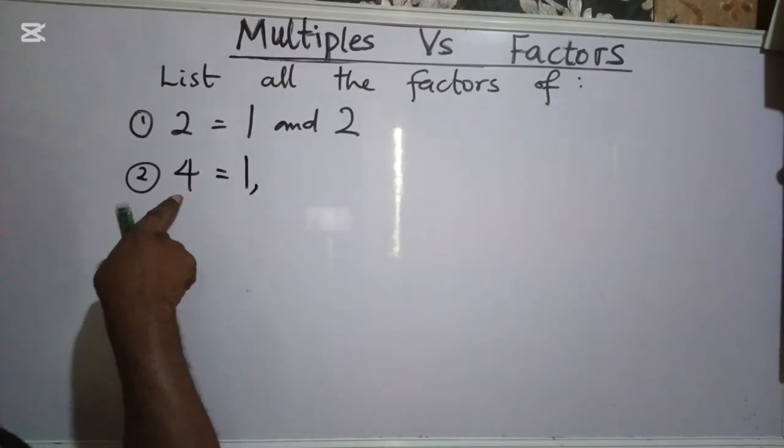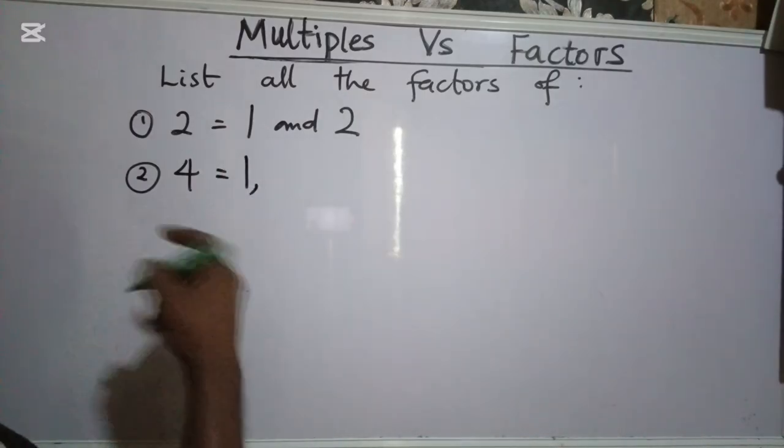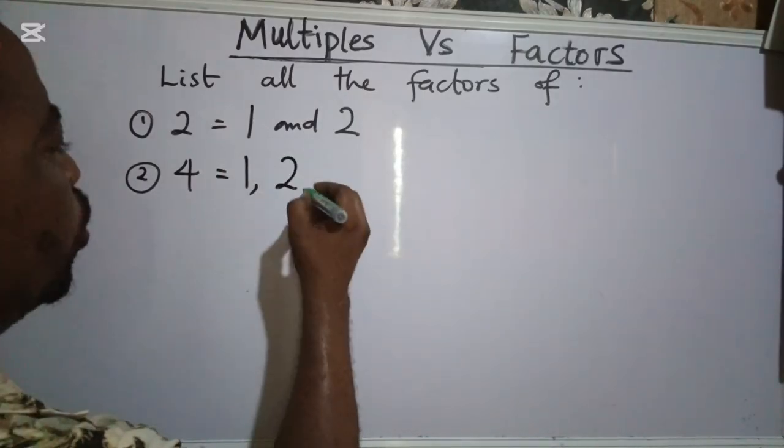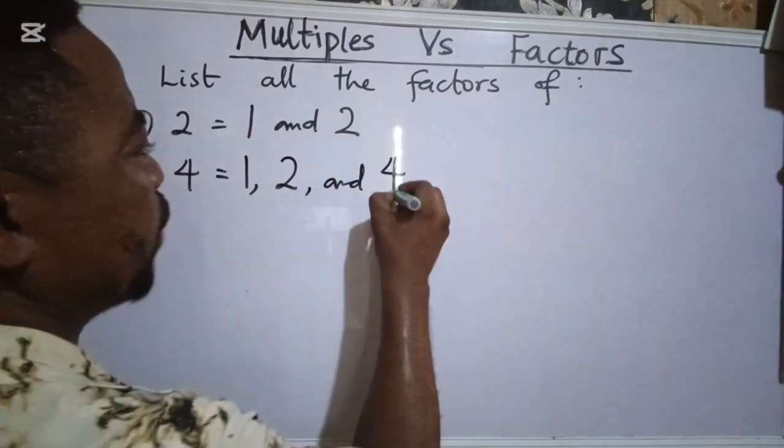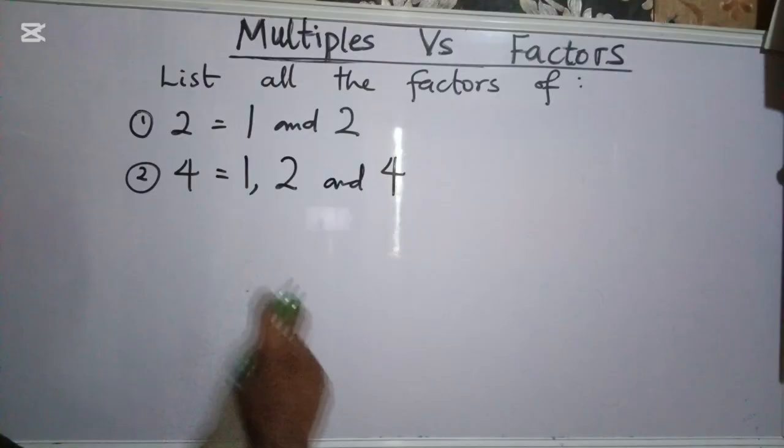1 is the first one. Can 2 divide it? Yes. If 2 divides it, what is it? Yes, 2. But if you give us 2, that means the next one is now 4. 4. I'm going to explain myself there.